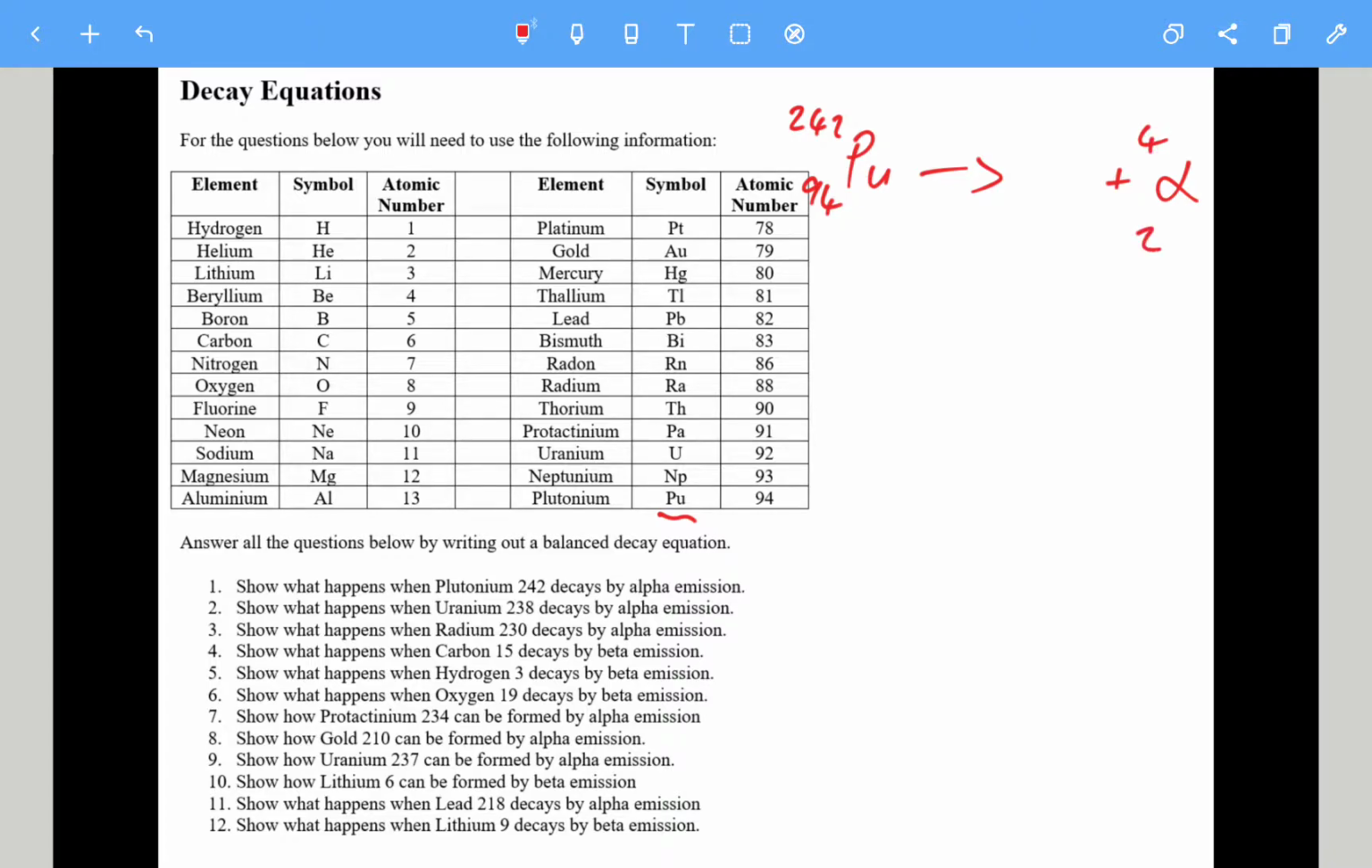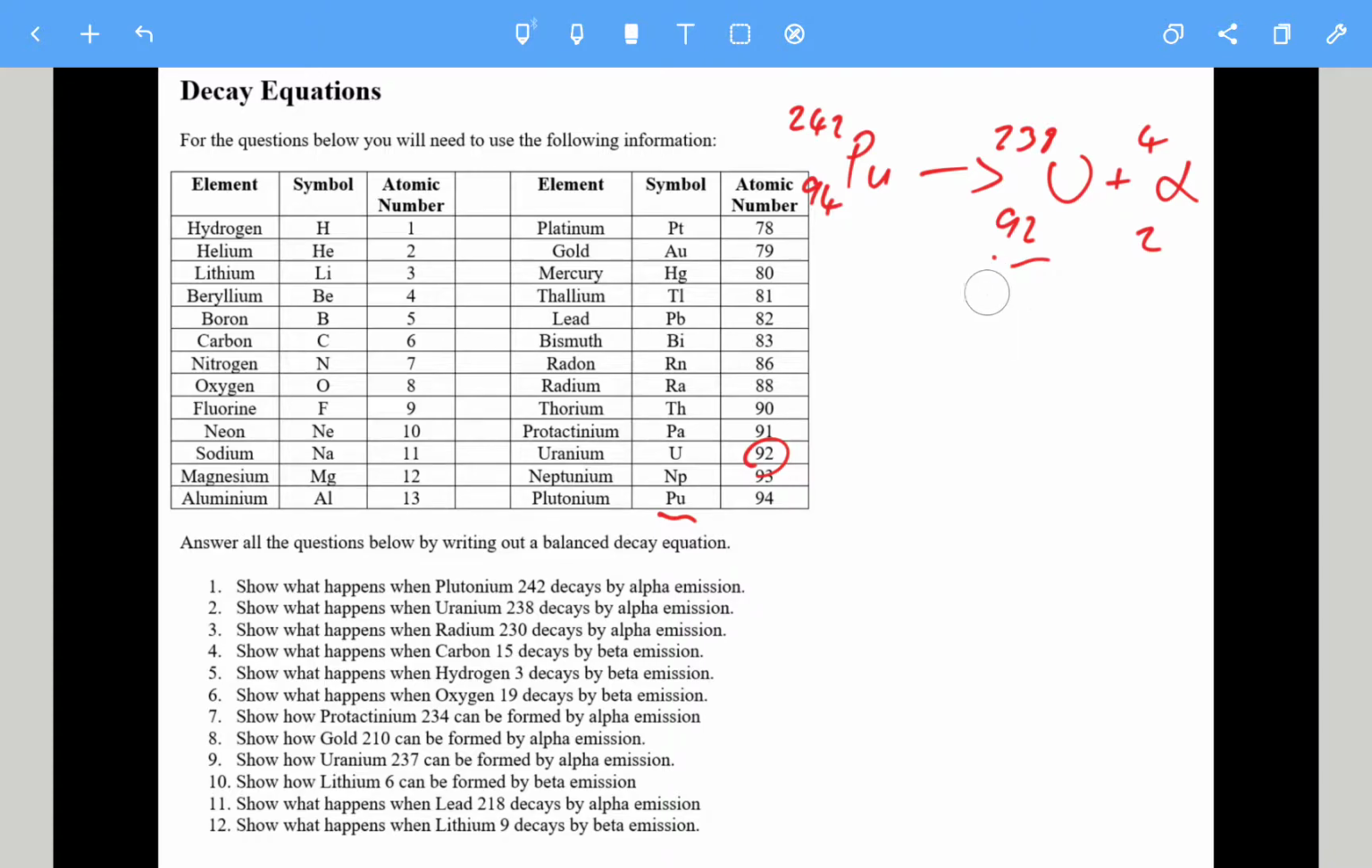Then I just need to make the left-hand side and the right-hand side equal to each other. So 242 minus 4 is 238, and 94 minus 2 is 92. Now both sides are equal: 238 plus 4 is 242, and 92 plus 2 gives us 94. And what we need to do is check the proton number of our daughter nuclide. That's 92, and we marry that up with what's on the table, so that'll be uranium.